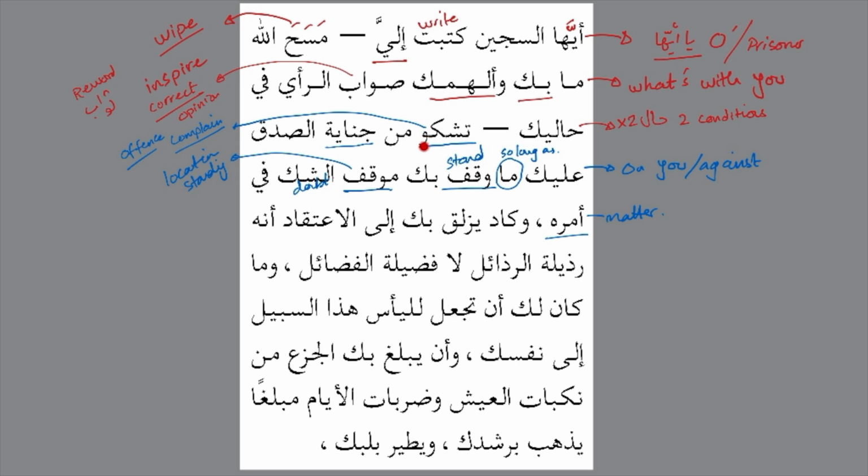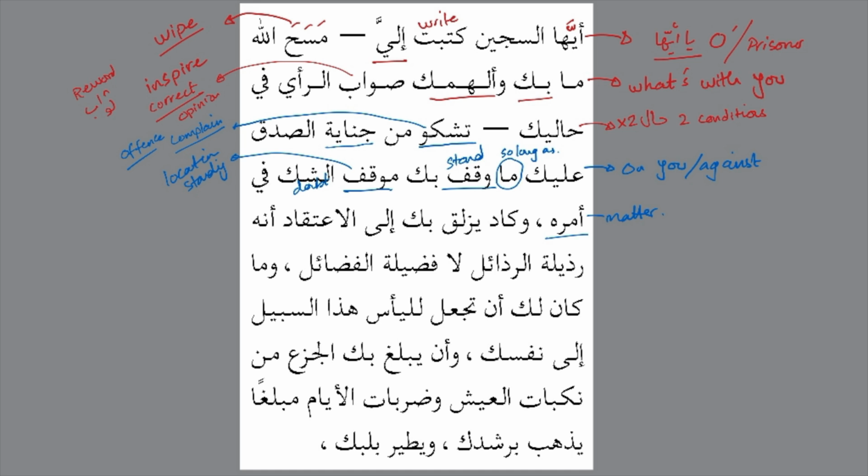So your complaint is basically saying that every time I stand up for the truth, every time I speak the truth, you've suffered something. So ما وقف بك موقف الشك في أمره. So now you're in doubt. Truth is standing with you. Yeah, وقف بك موقف الشك, in the position of doubt, في أمره, regarding its matter. Like you're not sure whether truth is a good thing or a bad thing. Okay, I hope that makes sense.